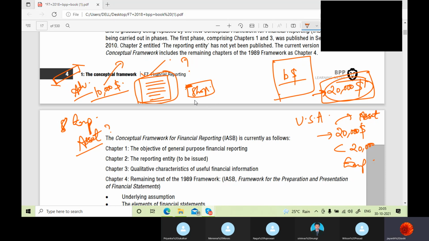So these guys, they make specific rules and they work on that. These guys, they don't make any rules. They see whether they are going to get economic benefits out of it. Then they will categorize it as an asset. If they don't, then they will not categorize it. They don't make any specific rules by putting some ceiling amounts. Okay, so that is what is more seen in the US GAAP.